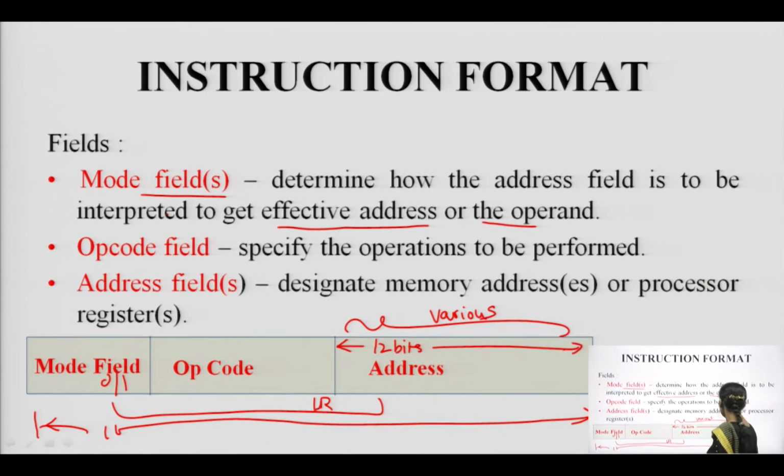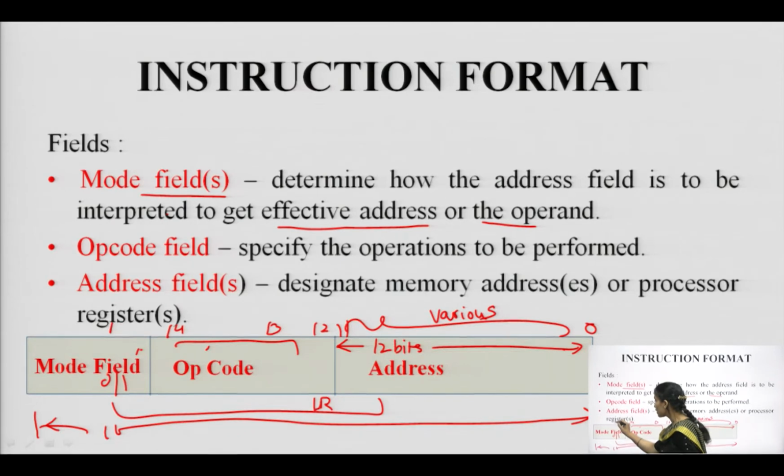that is, from 0 to 11 my address part is there, 12, 13, 14 is reserved for my opcode, and the last one, 15, is reserved for mode, either it will be 0 or it will be 1. If it is 0, then we are dealing with the direct addressing mode. If it is 1, then we are dealing with the indirect addressing mode. So, this mode field determines how I will be calculating my effective address.